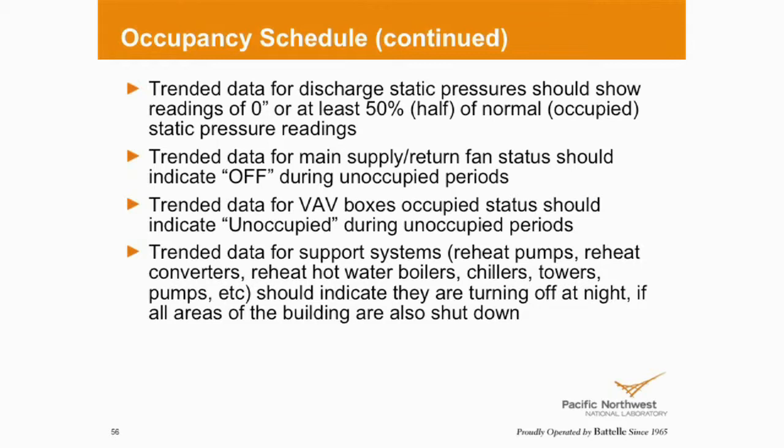And then all the ancillary support systems, again, what are we doing with all those systems at night? Do we continue to run reheat systems, hot water boilers, chillers, towers, pumps? If all my air handlers are down, why do I need chillers? Okay, I've got a data center. Okay, I've got to run it for that. Is that an opportunity to put in a dedicated chiller or cooling system for that data center?